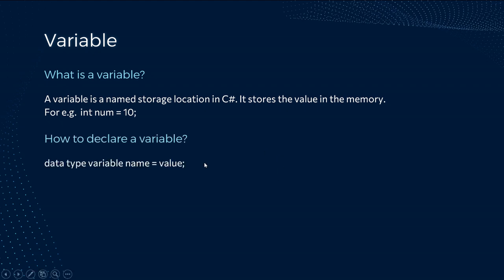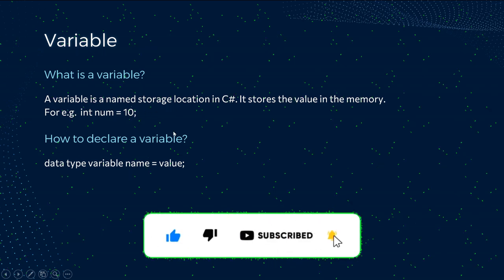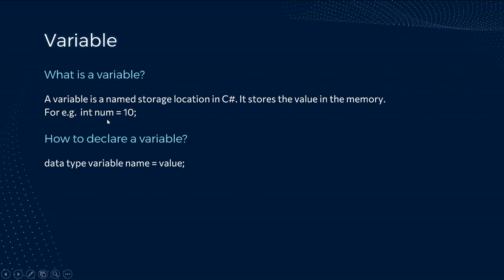So how do we declare a variable? To declare a variable, first there is the data type, then the variable name, and then equal to value. In the above example, int is our data type, integer, and the variable name is num, equal to 10. So here the value 10 is getting stored in the variable num, and this variable is created in memory. That is what we call a named storage location. There will be one location in memory where this variable num is created, and we store the value 10 into it.